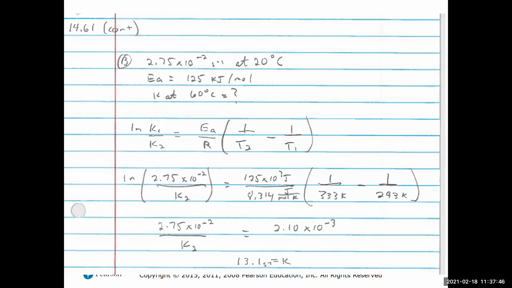And then over here on the natural log side, we go ahead and put in that rate constant value that we were given for the 20 degrees. So we said 20 degrees was T1, so that's why we have T1 here, 293, the second one, and we have that rate constant from the numerator on the natural log. Once again, if you do that math, the answer you should get is 13.1 seconds to the minus 1.